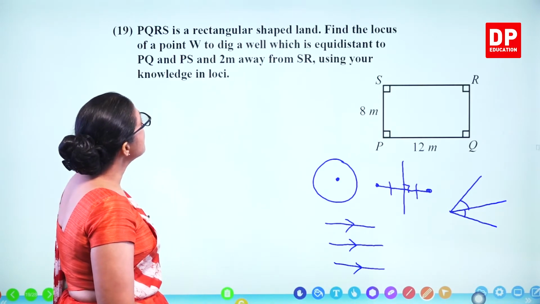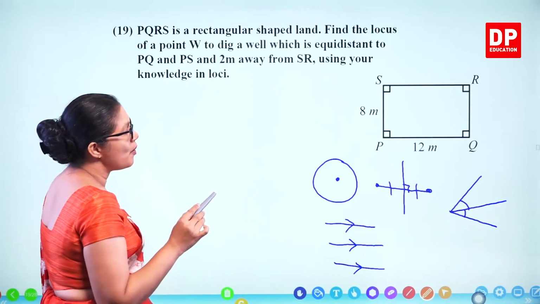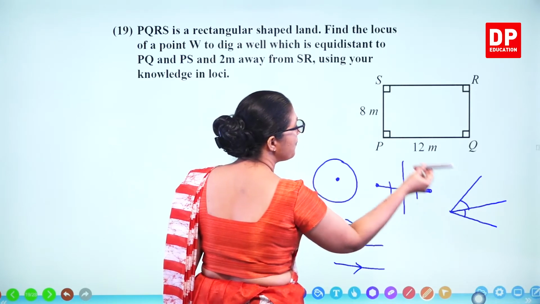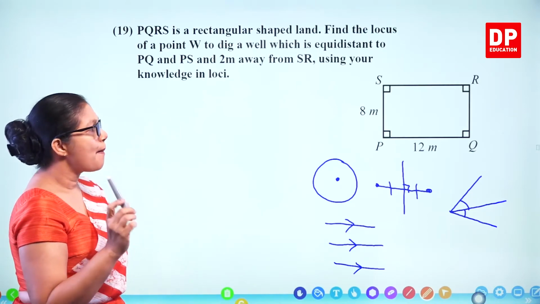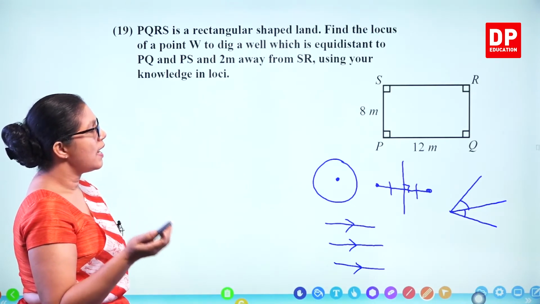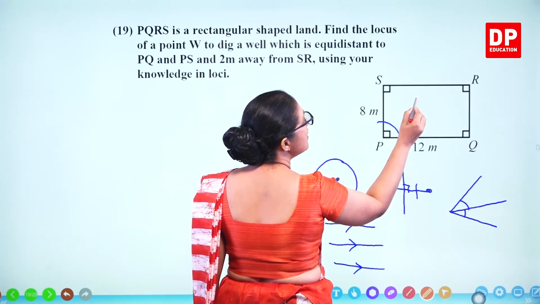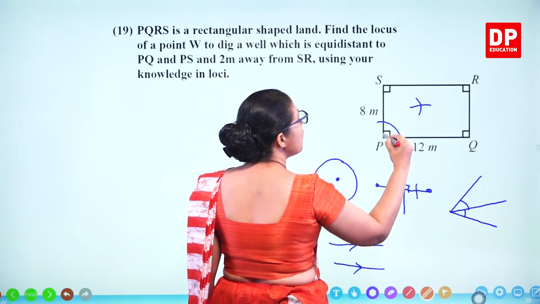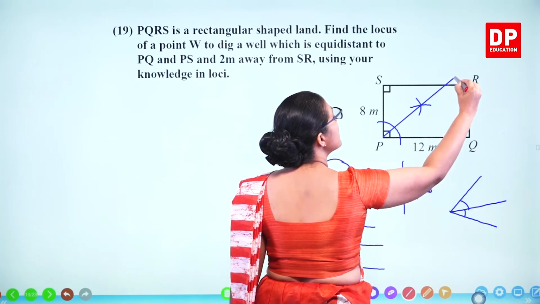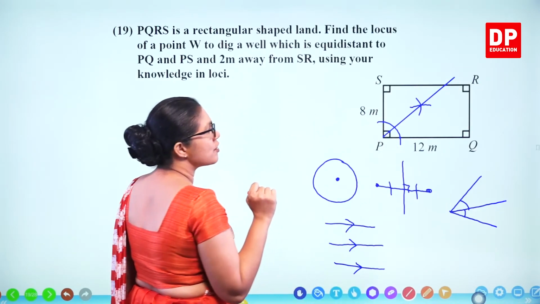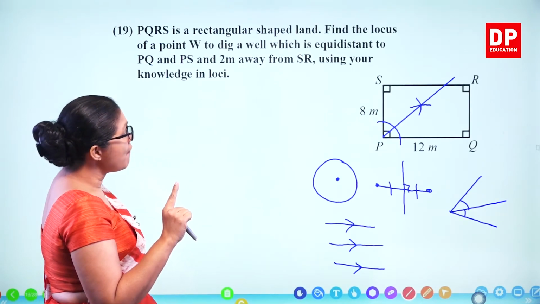So which one are we using here? Equidistance to PQ and PS. That means two lines are given, PQ and PS. So you have to draw the angle bisector. What you do? You take the compass, draw an arc here and then take the compass and find out the angle bisector. So this is our angle bisector. Think about that. This is 45 and 45. Then what's the next step? 2 meters away from SR.